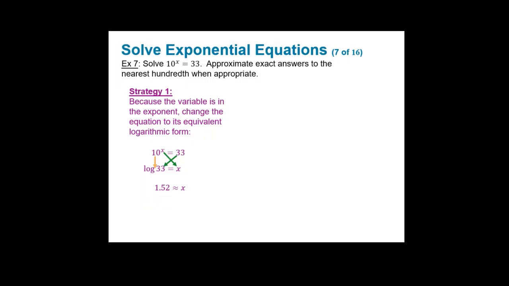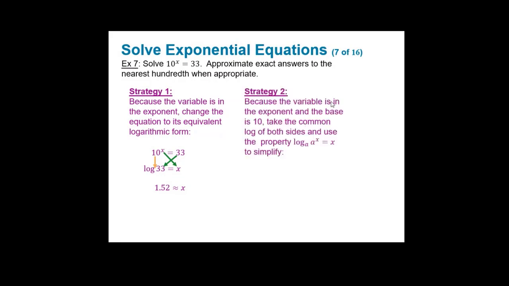If we were squaring something, then you would do what? You would take the square root of both sides of the equation, keeping it balanced, but doing the inverse operation to both sides. So strategy 2 is just that. Because the variable is in the exponent and the base is 10, we could take the common log of both sides here. Now, we're going to use this property, log base a of a to the x equals x, to simplify. So it's going to be important that whatever the exponent base is, that needs to be the base of your log when you take the log of both sides.